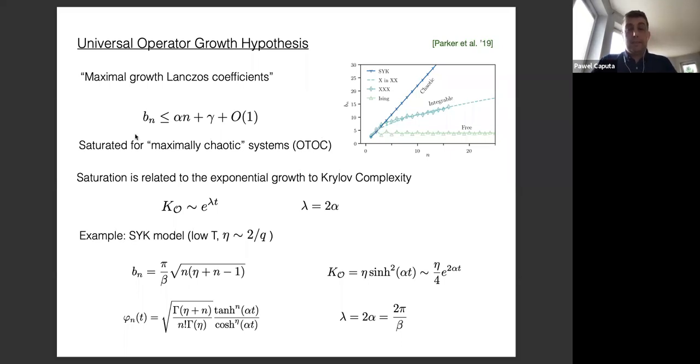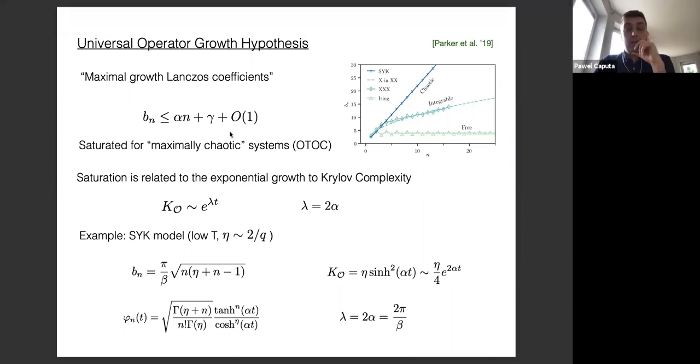Okay, so they also pointed out that when this maximal growth of Lanczos coefficients is saturated, this is shown in the Krylov complexity as an exponential growth. So when b_n's are basically alpha times n, once you solve the Schrödinger equation and compute the Krylov complexity for a given operator, then the growth will be exponential, and the so-called Lyapunov exponent of this growth is directly related to the coefficient of the growth of Lanczos coefficients, namely lambda equals 2 pi alpha.